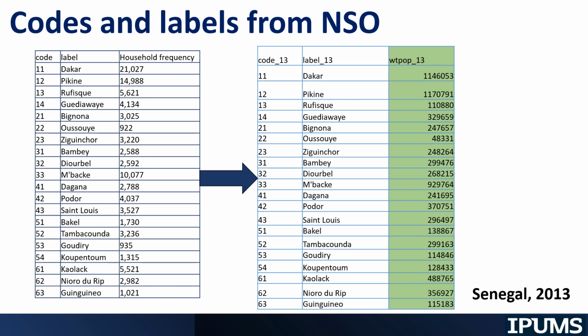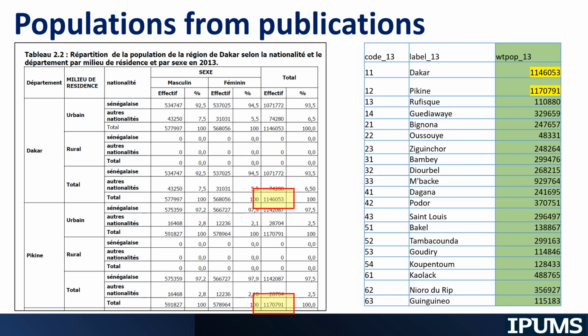Sometimes we calculate from the weights that the NSO gives us. If it's a flat 10% sample, it's easy to calculate, but more often than not, we have to get these codes from outside sources. So where do we get these codes from? From the published publications that the NSO publishes.